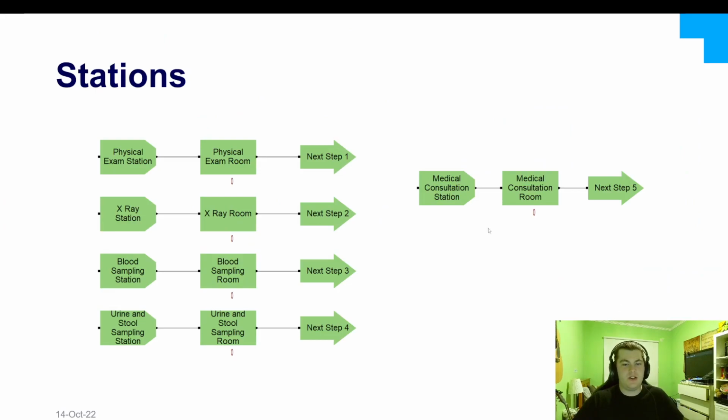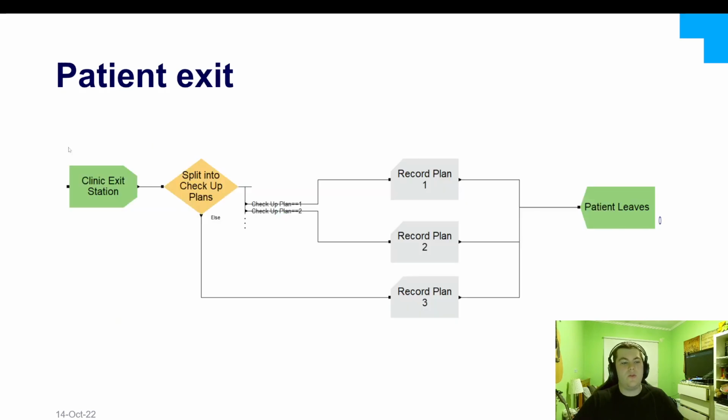Back to the presentation. So once they go through all this, they finally enter the medical consultation room. All of them end here. And after they finish the consultation, they go to the clinic exit station. Here they're split up with a decision block into what plans they signed up for. So Plan 1, Plan 2, and Plan 3. The assigned values of 3 and 4 both go through here.